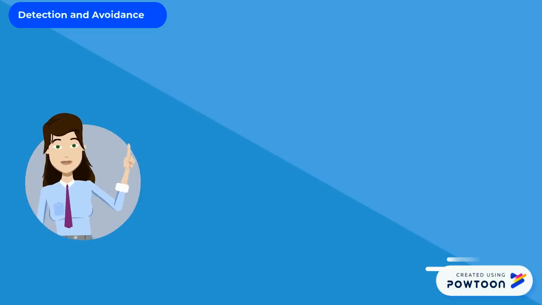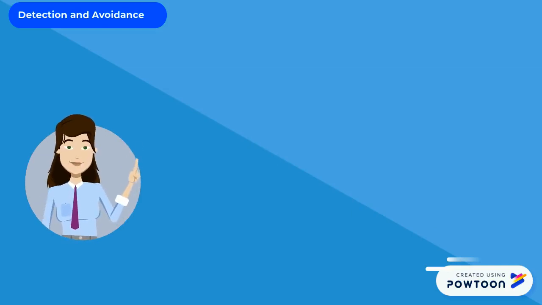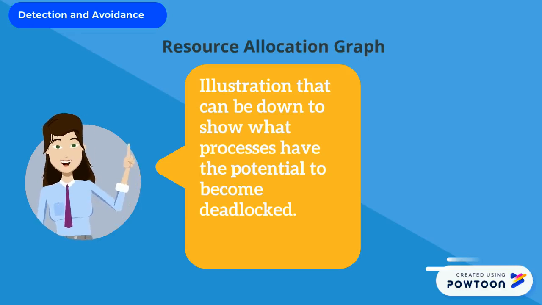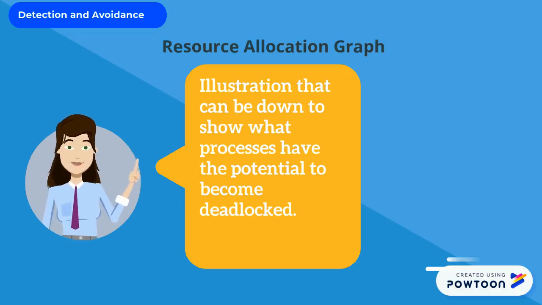Detecting a deadlock involves keeping track of both resource allocation and the requests that are currently pending from the processes. One of the techniques is called a resource allocation graph. It is an illustration that can be done to show what process has the potential to become a deadlock, which creates an easy to follow visual for users to understand.